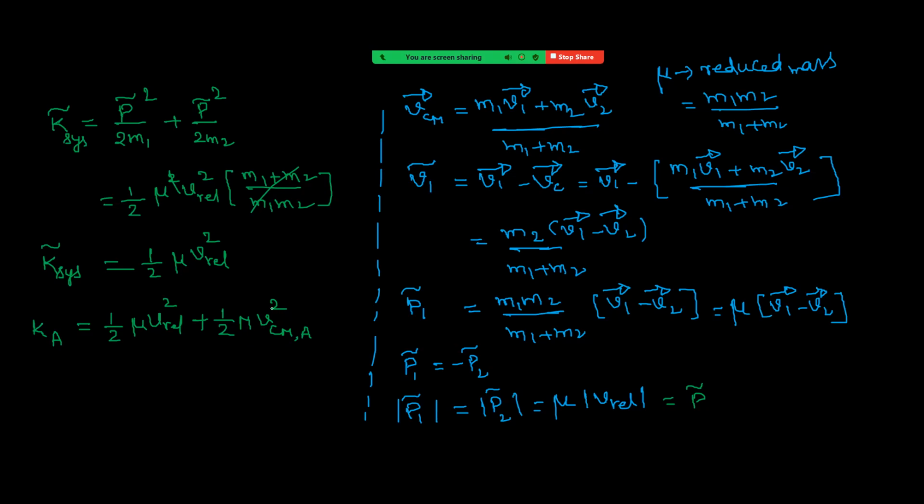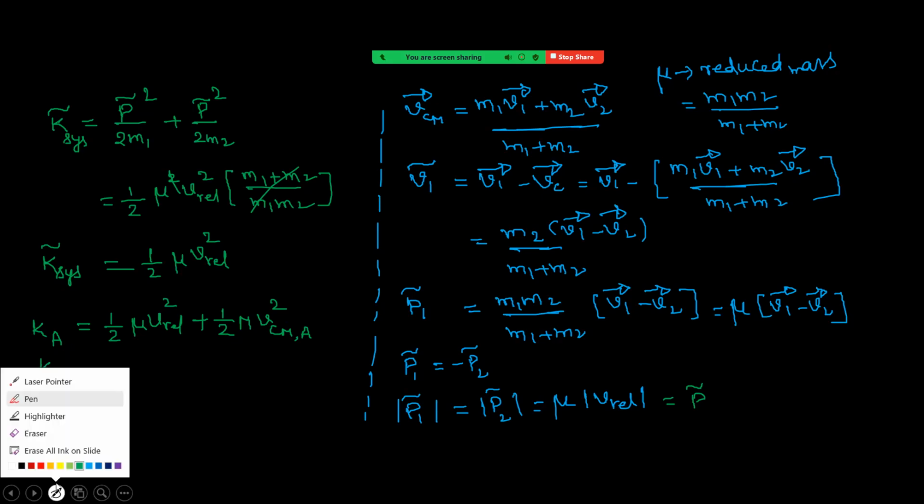This becomes 0. That means in this expression, this value will be minimum if this is minimum, and its minimum value is 0 because it is a square. So this value cannot become negative. That's why the least value is 0. When this becomes 0, the kinetic energy becomes minimum. That means we can say kinetic energy is minimum in the center of mass frame. That is what we can say. And one more thing here.